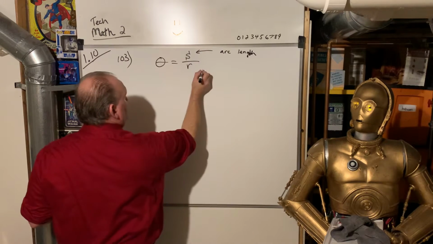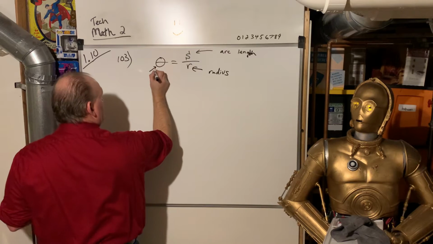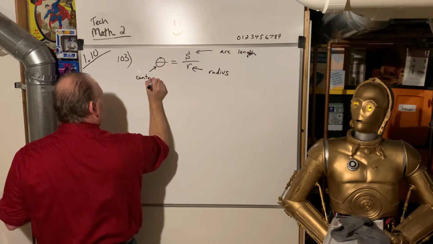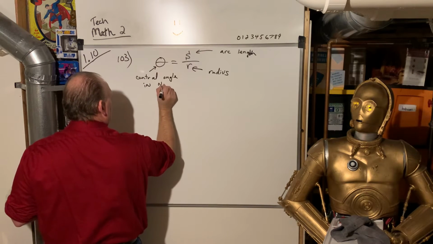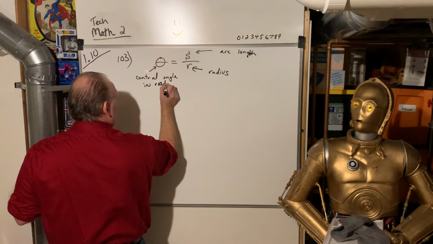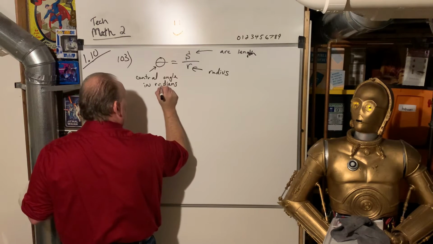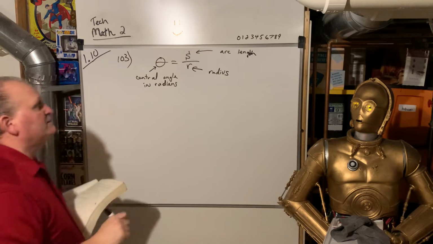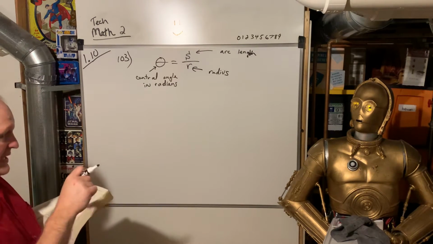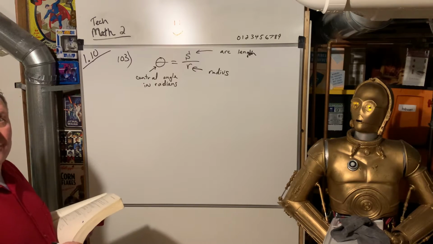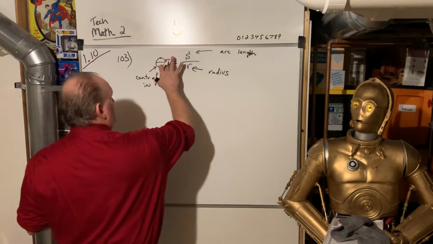So that's arc length, that's radius. And this is the measure of the central angle in radians. The way they calculated radians initially was they would physically measure the arc length, physically measure the radius of the circle, and then divide the two. And that would give you the radian measure.